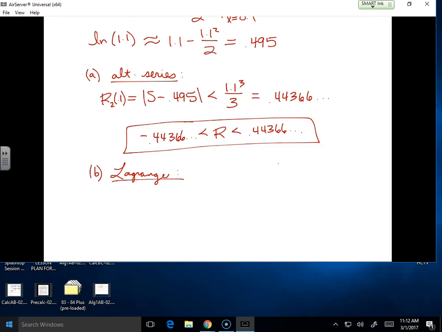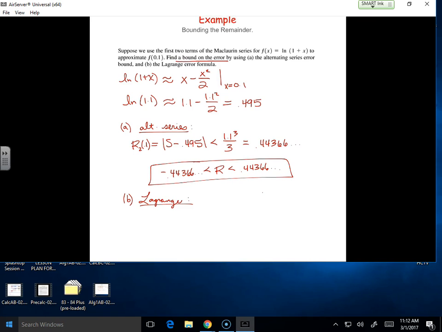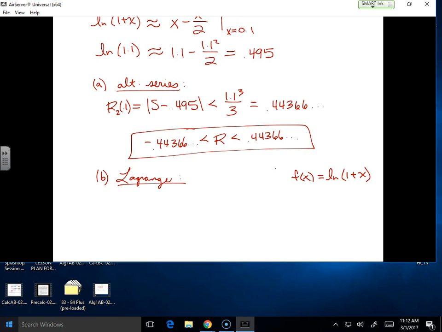Okay, for Lagrange. Here's the dilemma with Lagrange. We'd actually know from our beginning function, which is f of x equals ln of 1 plus x, since we're not just plugging in where we're centered about, which is 0, which is why it's so nice and we can use the special Maclaurin series. We're not plugging in 0, it's f to the n plus first. It's the n plus first term.